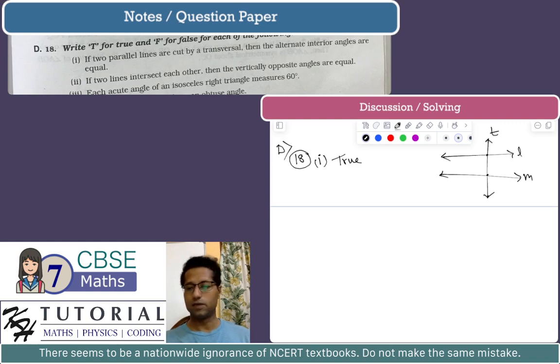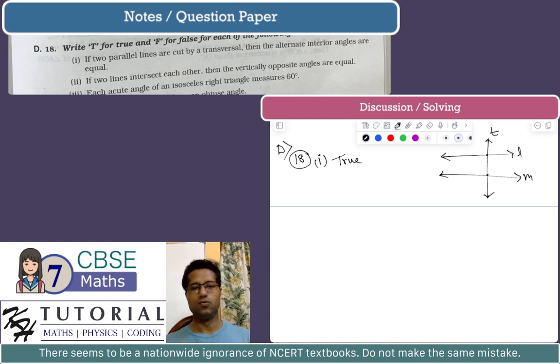So when any two straight lines are intersected by a transversal, some special angles are formed: alternate interior angles, corresponding angles, alternate exterior angles, and co-interior angles. Those angles are formed, but only if the two lines intersected by the transversal are parallel can we say that the sum of co-interior angles is equal to 180 degree, corresponding angles are equal, alternate interior angles are equal, and alternate exterior angles are equal.